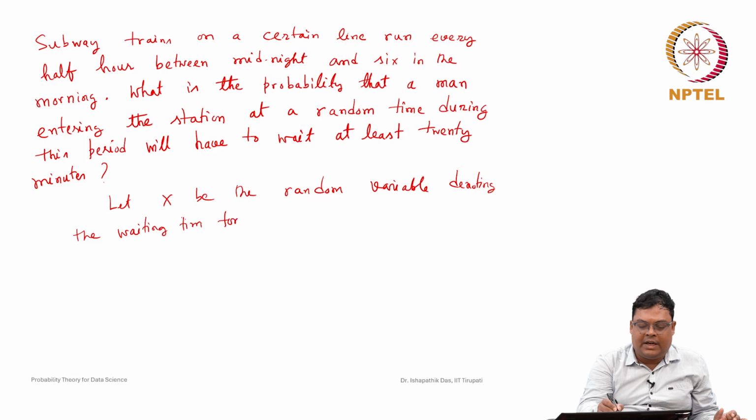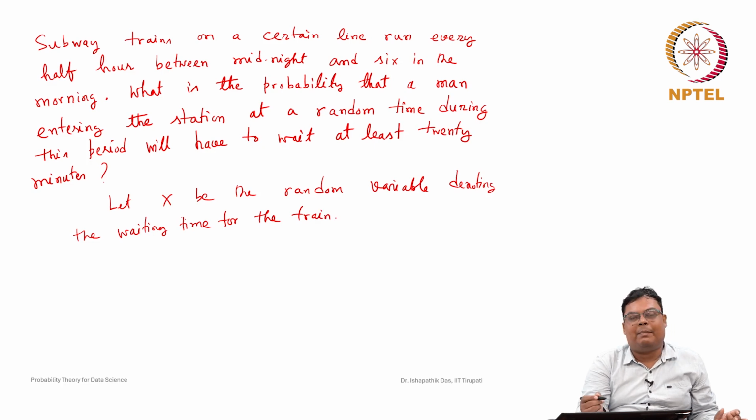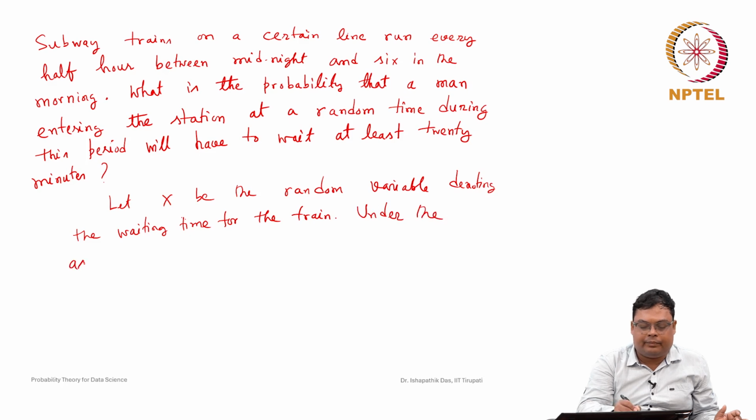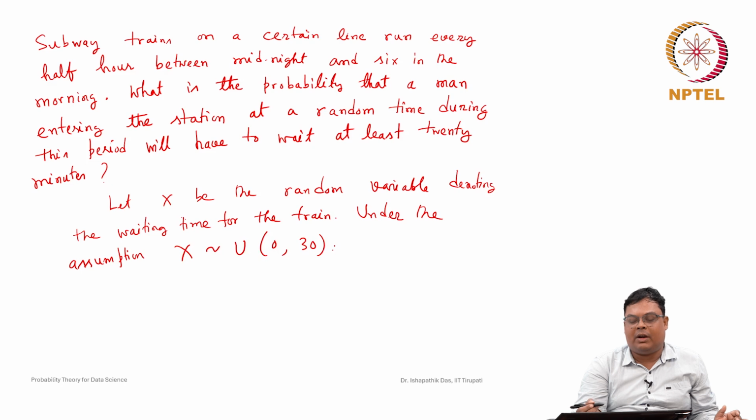For the train. Now, under the assumption that it is half an hour, within half an hour it can come any time, so it is distributed uniformly. So, under the assumption, x will be distributed uniform 0 to 30, because within half an hour it can come any time. So, it is a uniform distribution.